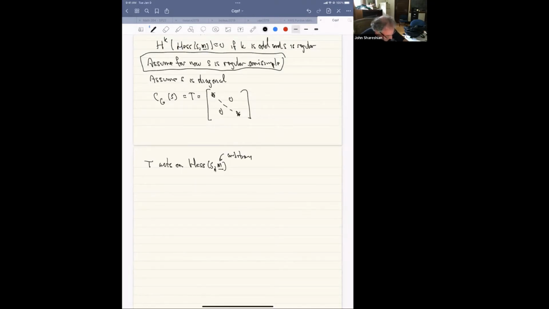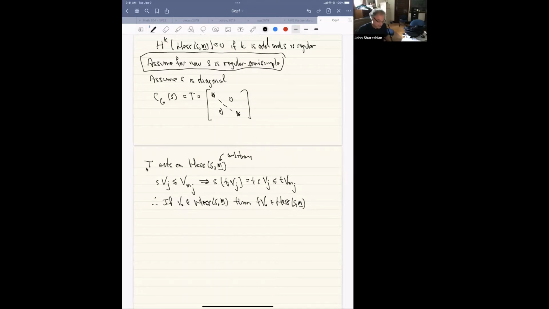So what do I want to say? Let's say I have S V_j contained in V_{m(j)}. This is the condition for a flag to be in my Hessenberg variety. This implies, now instead I want to apply S to T V_j. I want to translate my flag V bullet by T, but T commutes with S, and therefore it's contained in T V_{m(j)}, because this is contained in here. And so when I translate, I maintain containment. So what this means is, if V bullet is in the variety, then T V bullet is also in there. So this variety admits a torus action, and this torus action is nice.